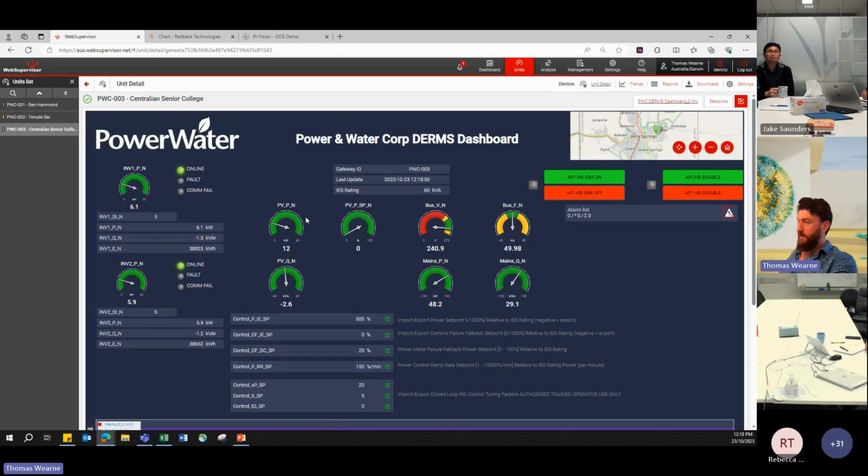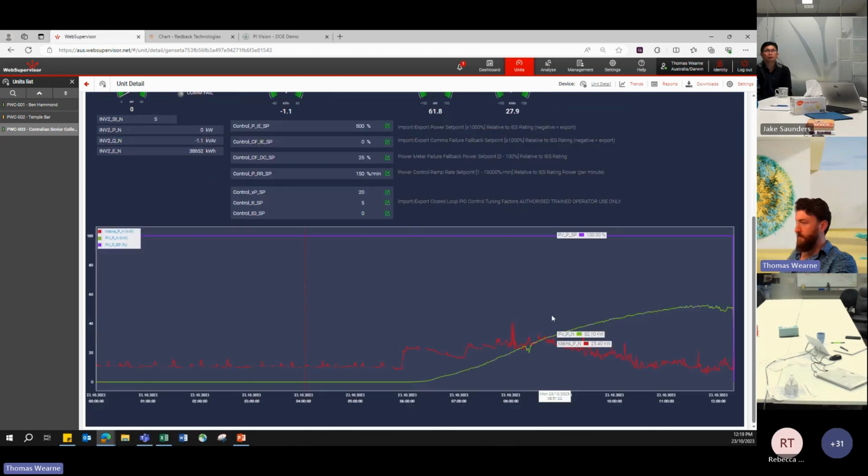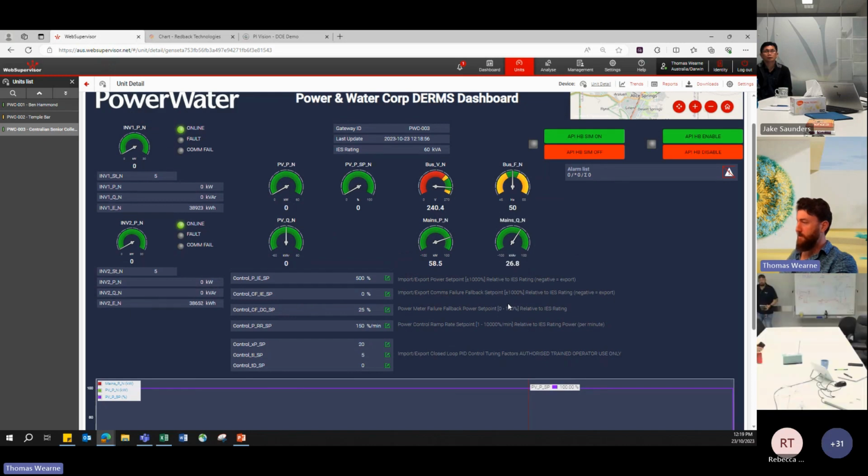And as you can see, the solar is being dialed down. It's just reached zero now. It didn't do that in a single step. It did it at exactly the speed we were able to specify. And then we've got some PID tuning factors that impact some more of how the site will maintain its set point.